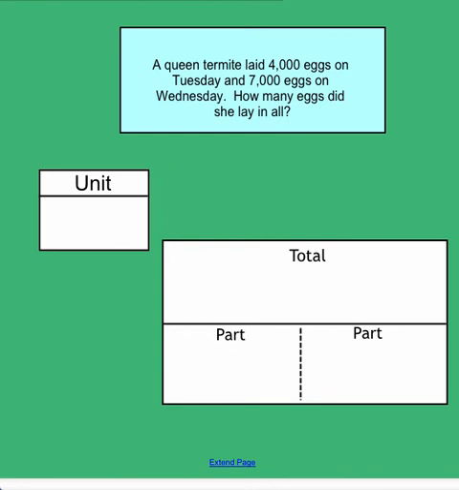One more problem. A queen termite laid 4,000 eggs on Tuesday and 7,000 eggs on Wednesday. How many eggs did she lay in all? We're going to think about what we know. We know that there's 4,000 eggs laid on Tuesday, and she laid 7,000 eggs on Wednesday. We want to think about, what do I want to know? That's right here in this question. How many eggs did she lay in all? Again, I have these key words, in all, so I'm going to be adding.